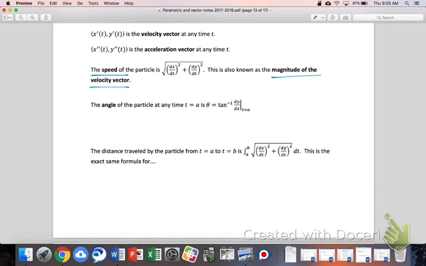The angle of the object moving around at a particular point is going to be the inverse tangent of the slope. We'll look at this relationship quite a bit, especially when we get into polar as well.